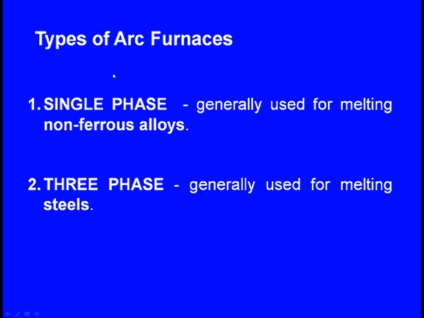Now these are the types of arc furnaces. One is the single phase arc furnace, and this is generally used for melting non ferrous alloys. The next one is the three phase arc furnace, and it is generally used for melting steels.